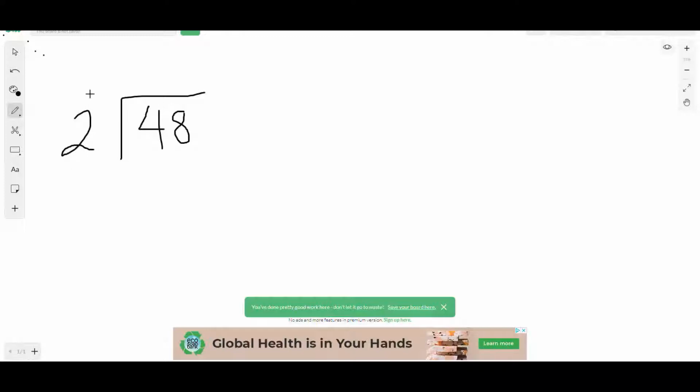How many times can 2 go into 4? It can go 2 times. 2 times 2 is 4. We're going to subtract. This is 0. Bring down our 8. Okay, now we got something here. 2 goes into 8 4 times. 4 times 2 is 8. And again, we subtract. We have 0. That's just what we call long division.